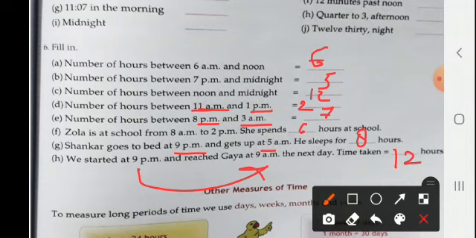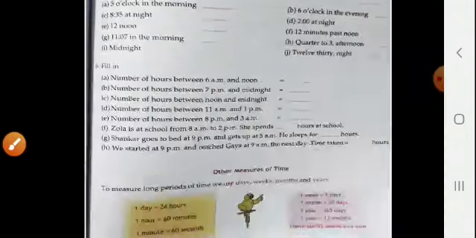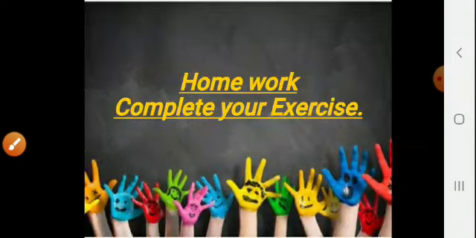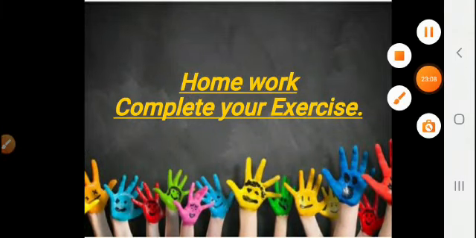Understood? So that's all about your exercise. If any problem is there, then please tell me, and in our next video of maths classes I will try to sort out all your problems. See it carefully. Repeat the video and complete your work. Your homework is to complete your exercise. Till then, take care and complete your work.